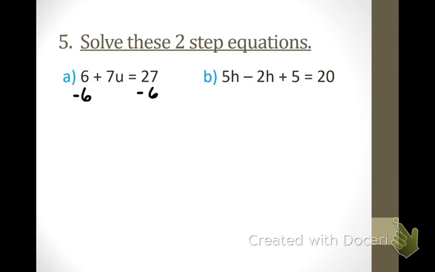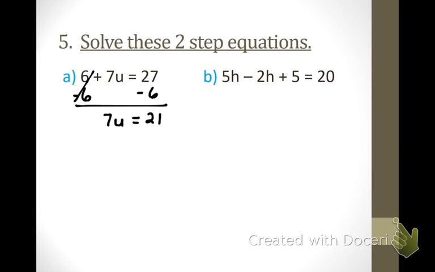If I do minus 6 to the left side, I've got to do it to the right side. Jakari, what happens to 6 minus 6? It cancels out because that equals 0. And what am I left with on the left side? 7u equals, what is 27 minus 6? 21 is correct.